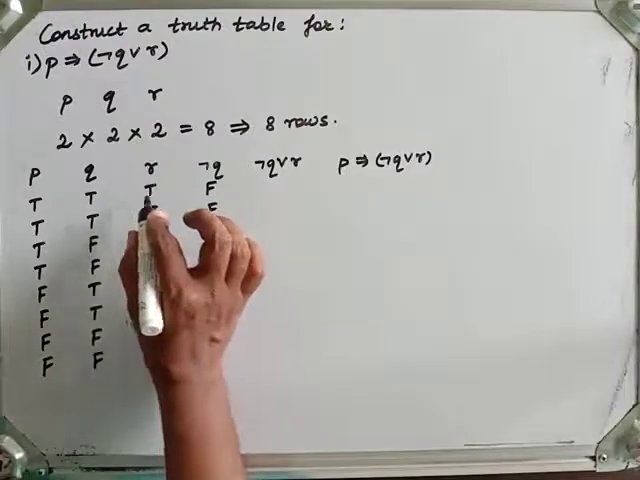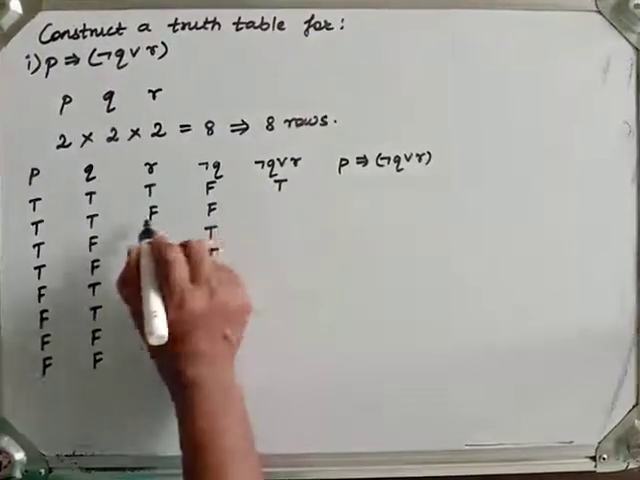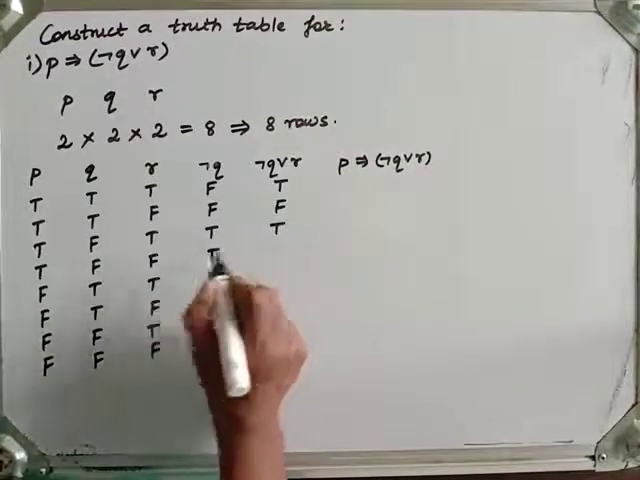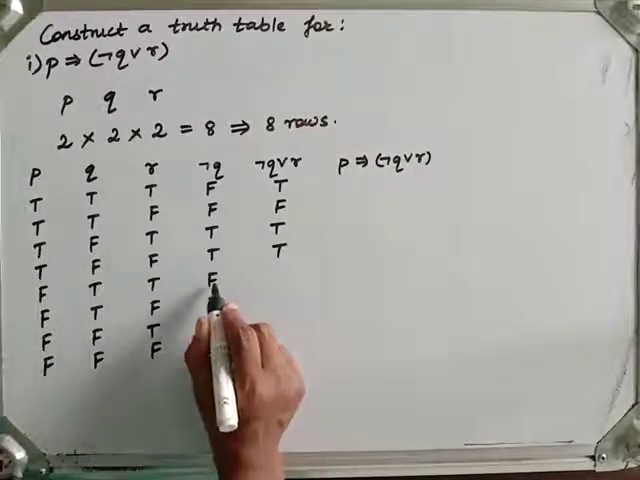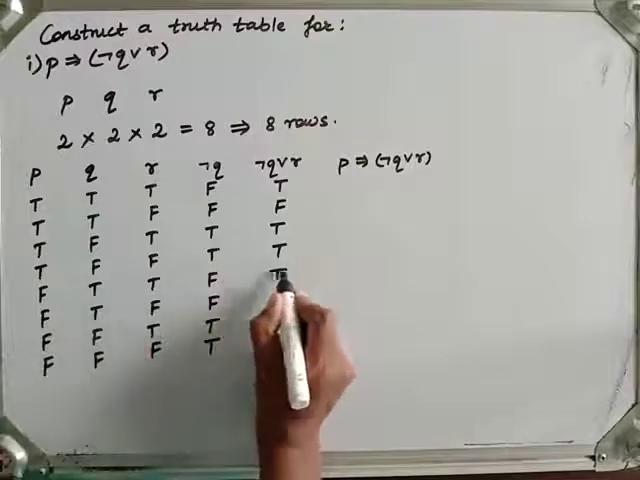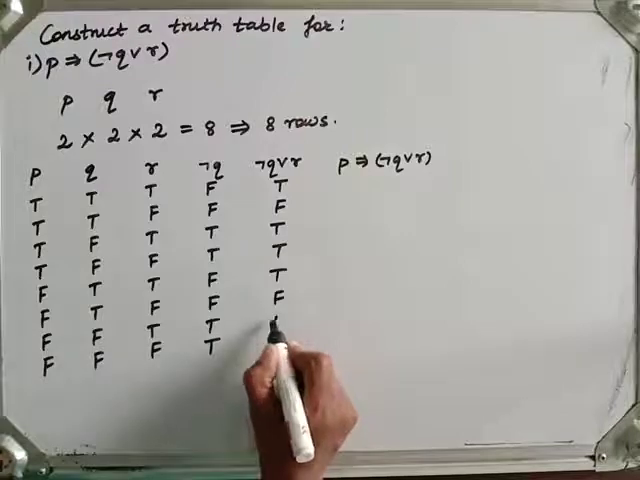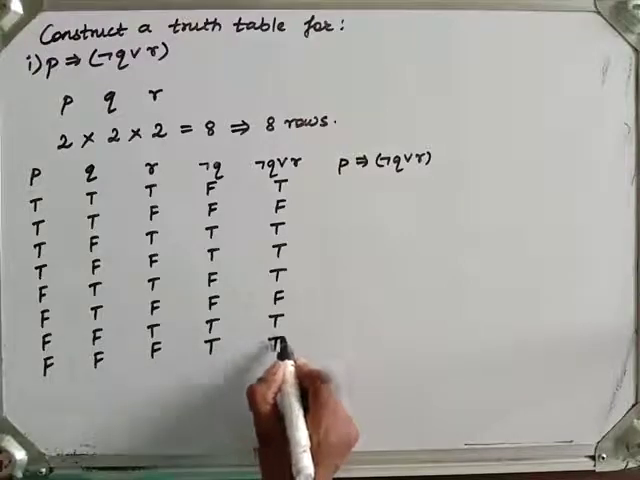Now look at negation Q and R. True, false, true gives true. False, false gives false. True, true gives true. True, false is true. Now false, true is again true. False, false is false. True, true is true. And true, false is again true.